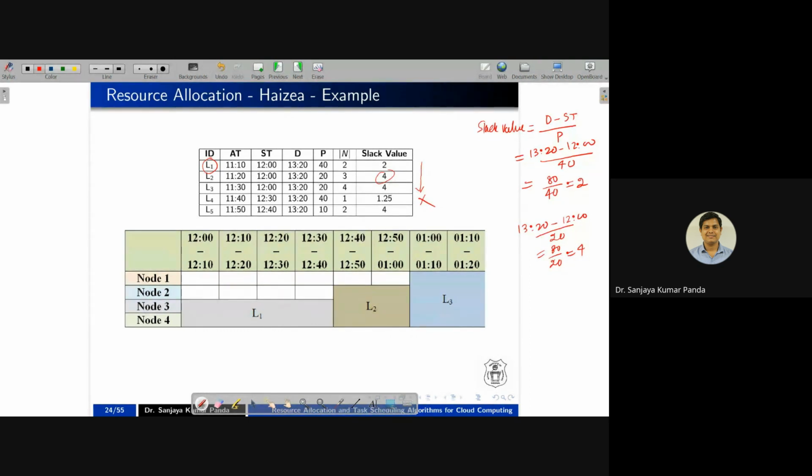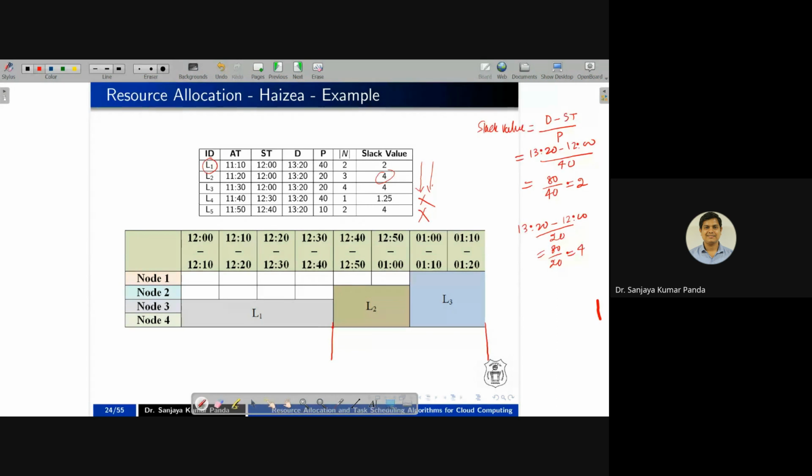Now coming to L5. L5 is asking from 12:40 to 13:20, and it is asking for 2 nodes. So obviously within this duration, 2 nodes are not available. If you do rescheduling also, it is practically not possible because it is already in the increasing order of slack value. So what is the conclusion? L5 is also going to be rejected.